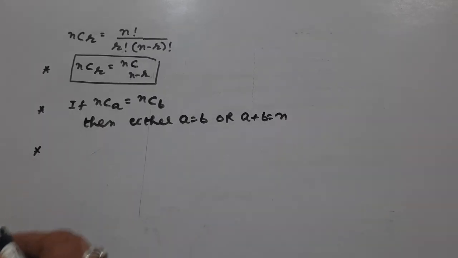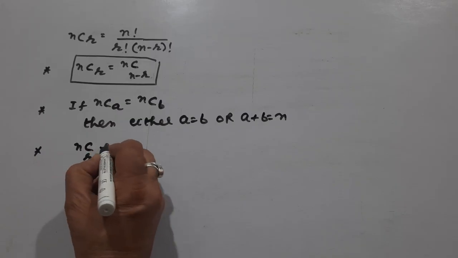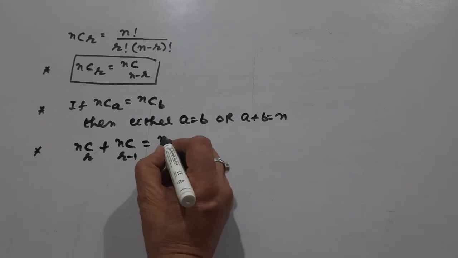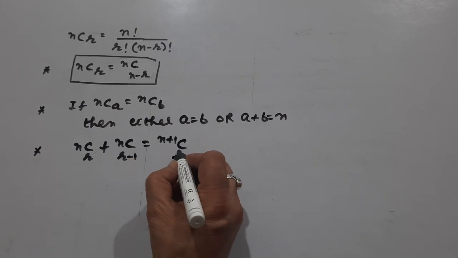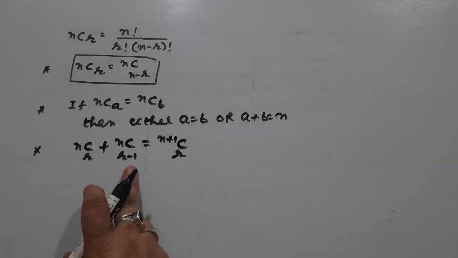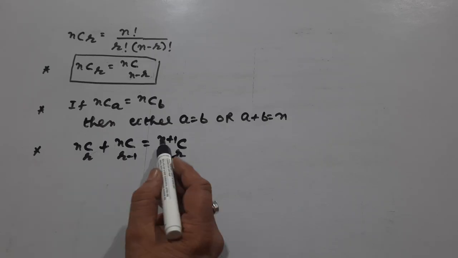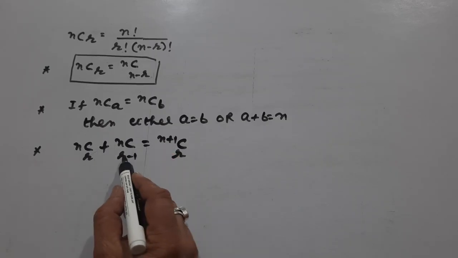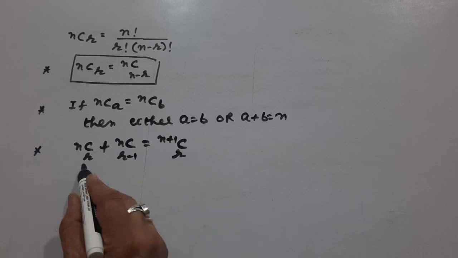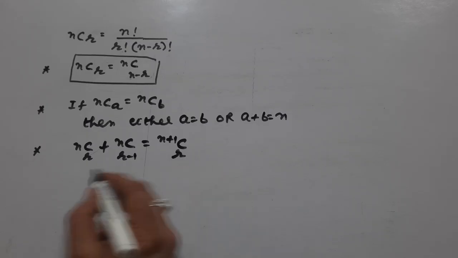Right students? Then the next point is if nCr plus nC(r minus 1) is equal to (n plus 1)Cr. The n that we have becomes n plus 1. Between r and r minus 1, whichever number is larger will be over here. So r is the larger number, so we write r over here.